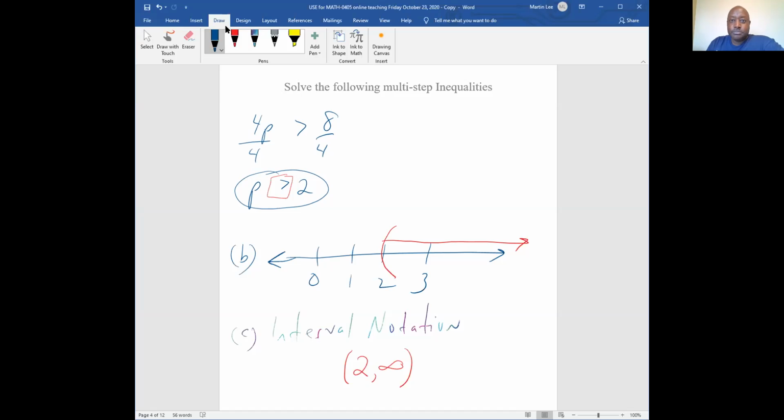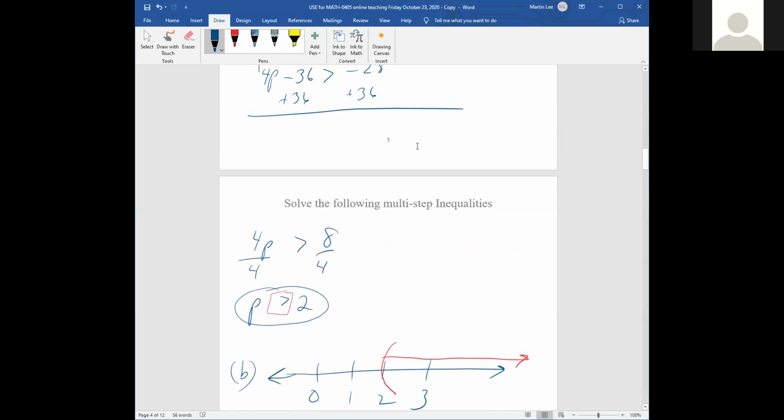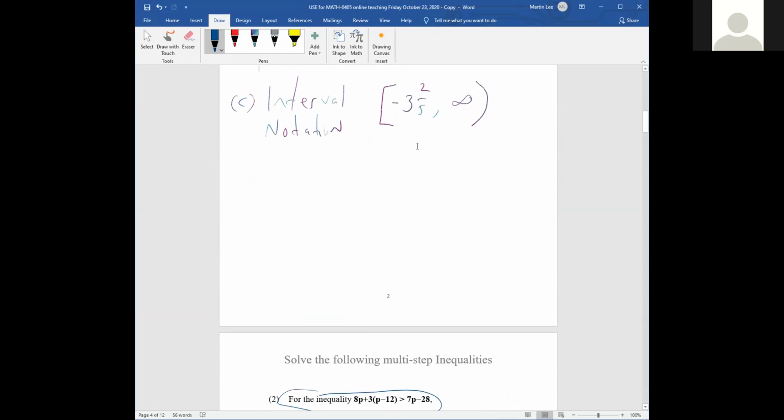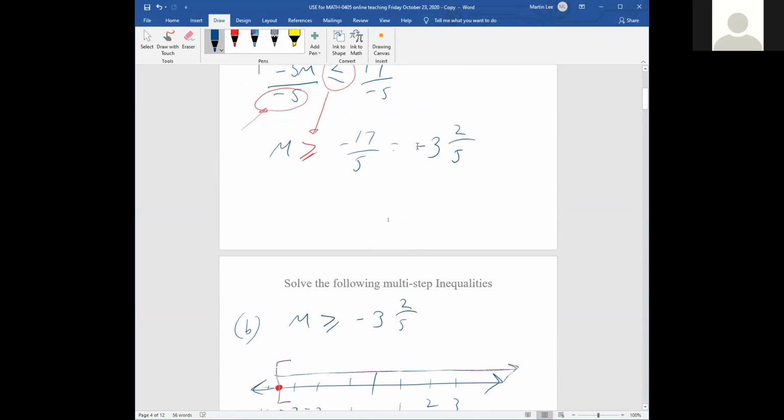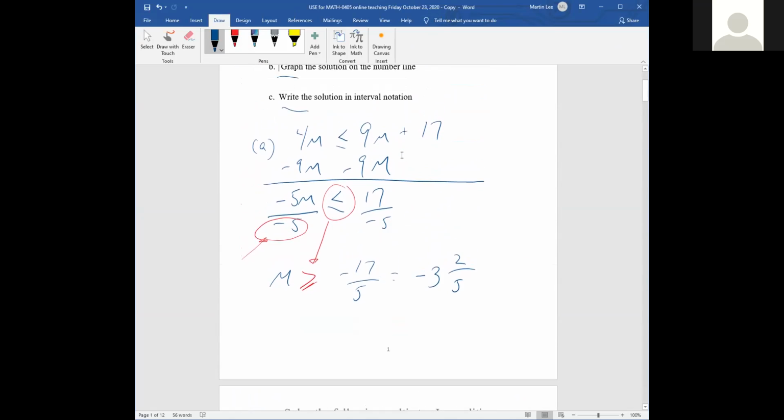Actually, can you go back to the first one? Sure. The first one we did. When you solved for it, you got negative 17/5 and the other number as well, or are they the same number?